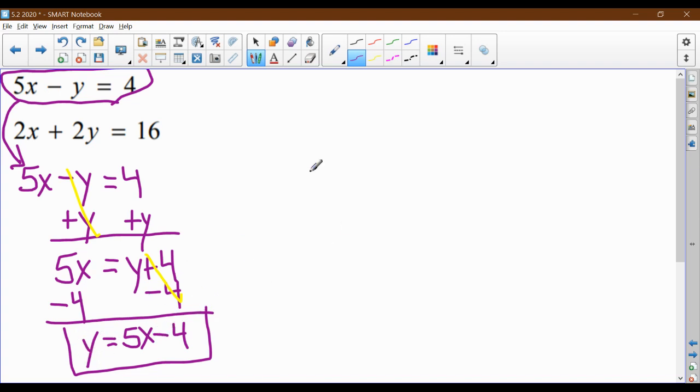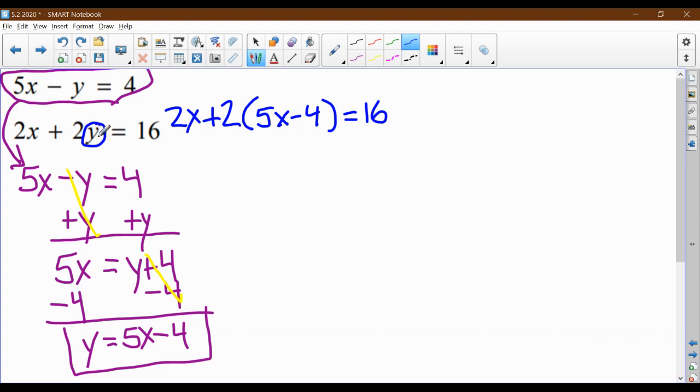Okay, so what we want to do now is take this new amount and replace the letter y, substitute it into the other untouched equation. So here we haven't touched this equation yet. So we have solved for y. So I'm going to put 5x minus 4 right where this y is. Okay, let's rewrite this equation. 2x plus 2 times 5x minus 4 equals 16. Okay, so I've substituted the 5x minus 4 right where this y is.